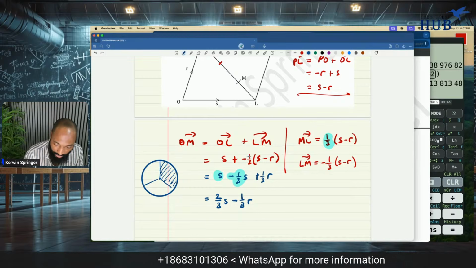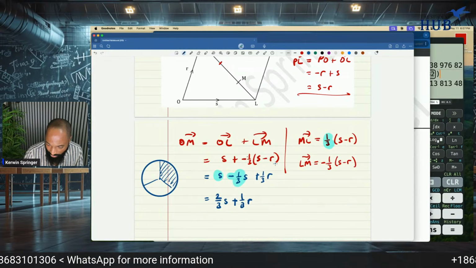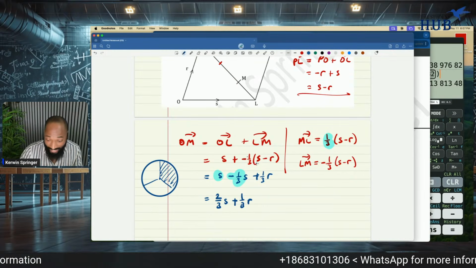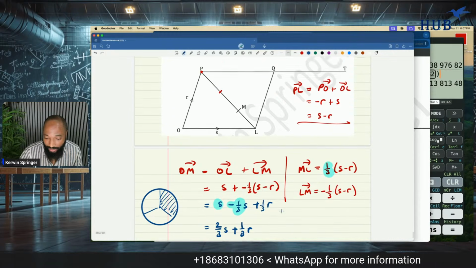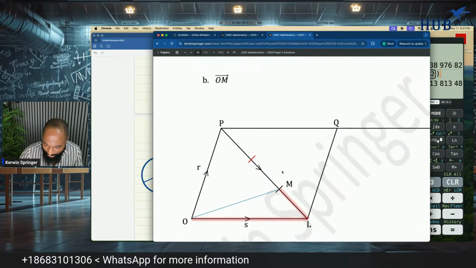This should be positive, sorry. The double negatives should be positive. Negative 1/3 by negative r is positive. So this should be positive. It's the signs. The signs is the killer. So what's next? This is starting to be nice.